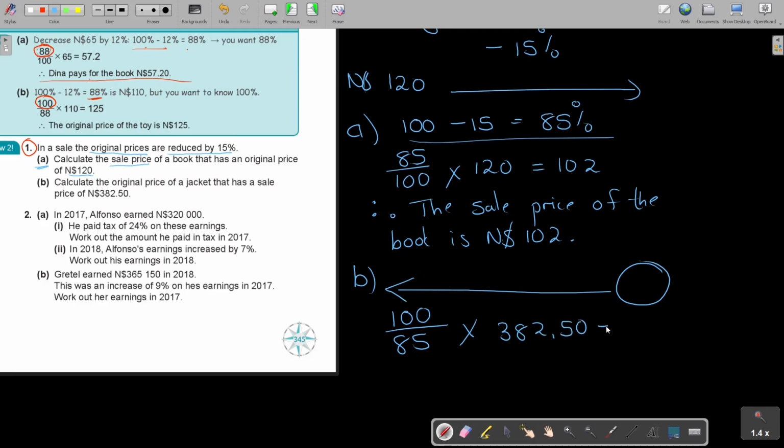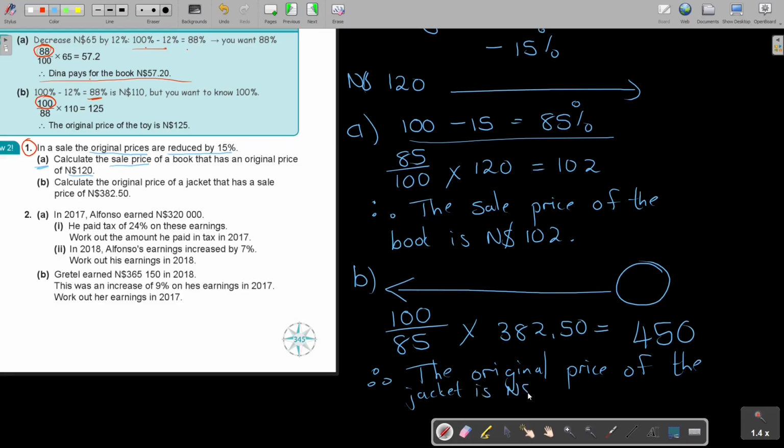382.5. And I'm getting on the dot 450. So, therefore, the original price of the jacket is 450. Okay, it's almost exactly the one like I showed you there, but nice.